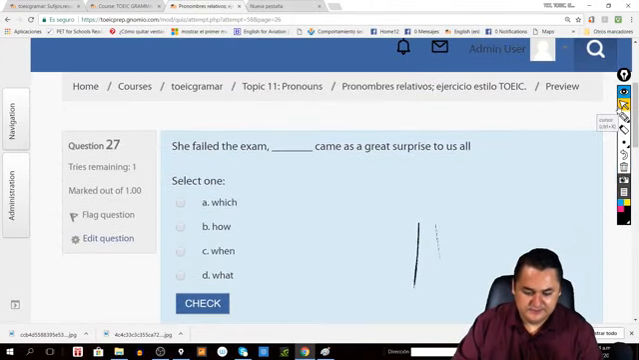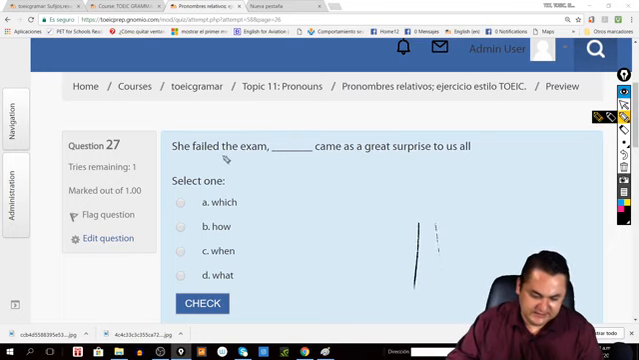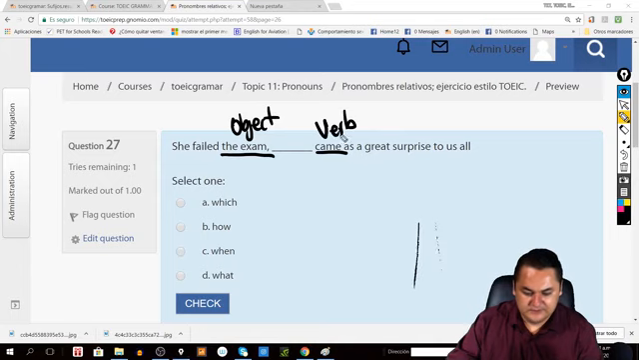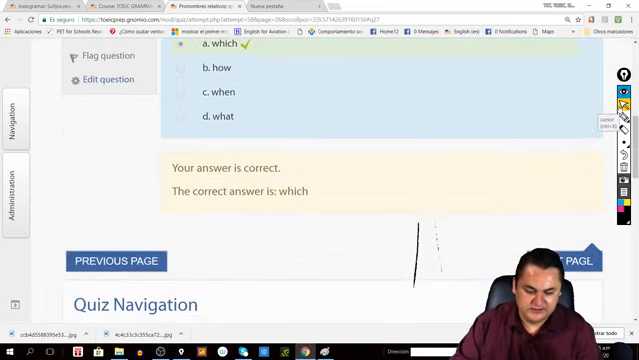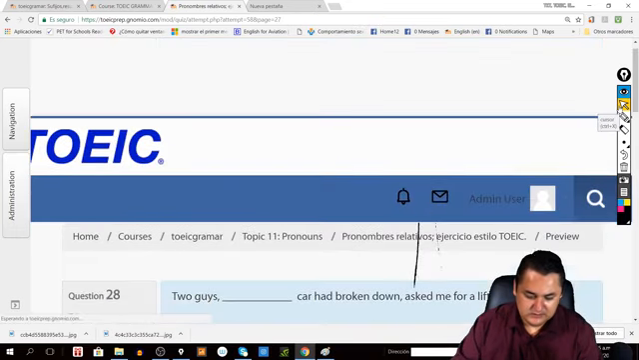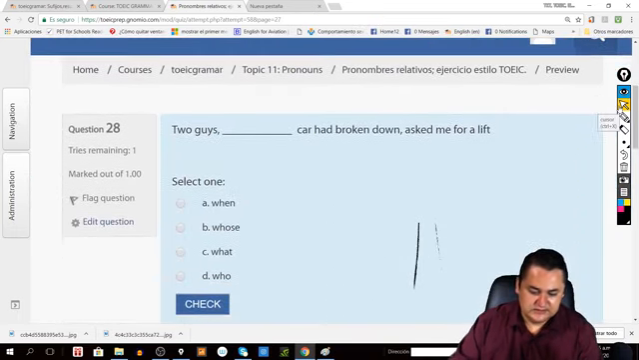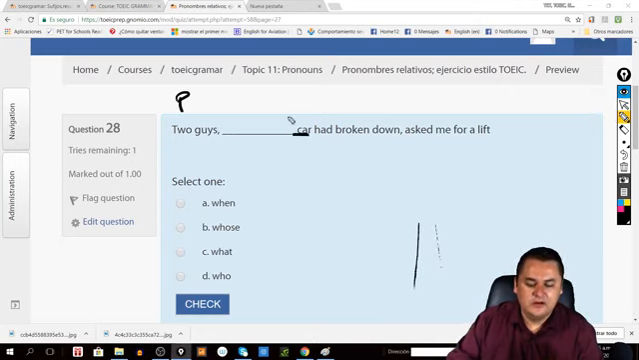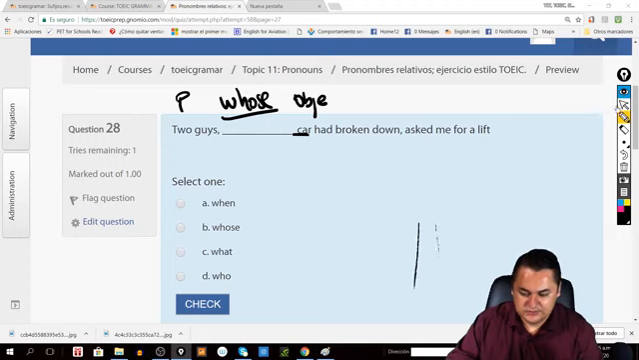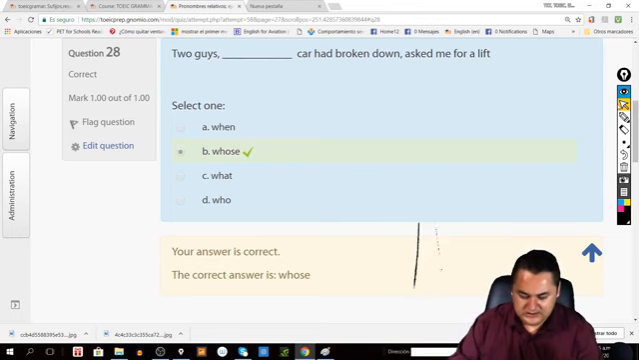Then here, she failed the exam. The exam is an object, a thing. Which came is a verb. Which came, because if I have an object and a verb, I need which to answer that correctly. Two guys. So we have people. And car is an object. So in the middle, we need whose to say two guys whose car had broken down asked me for a lift.